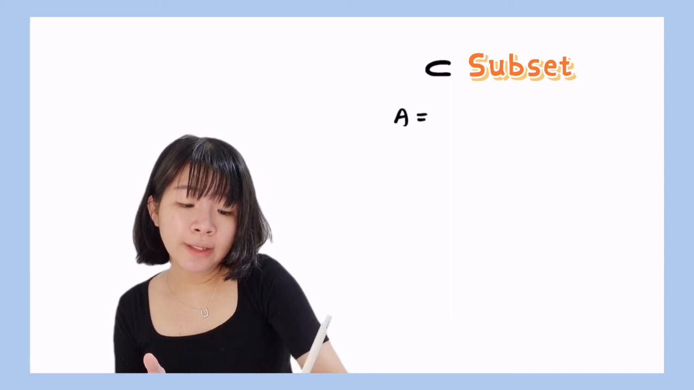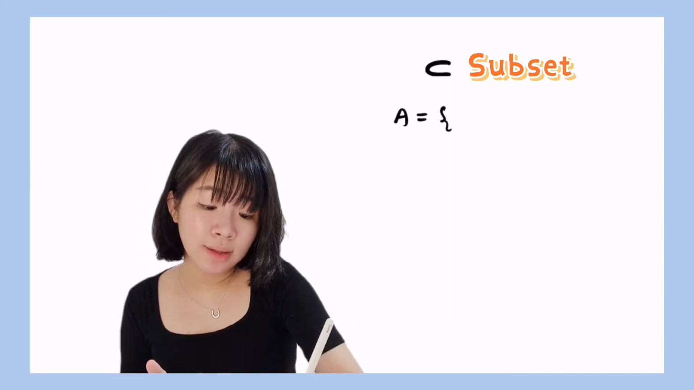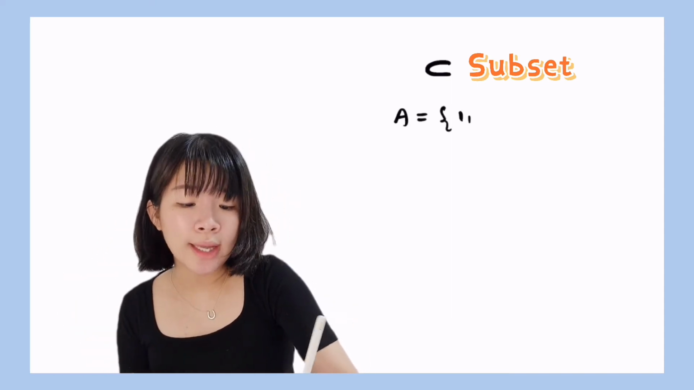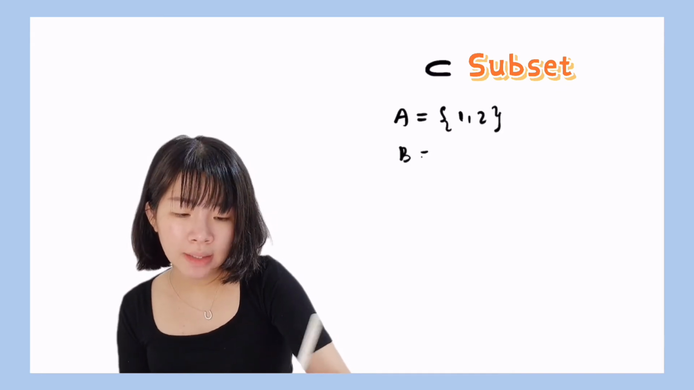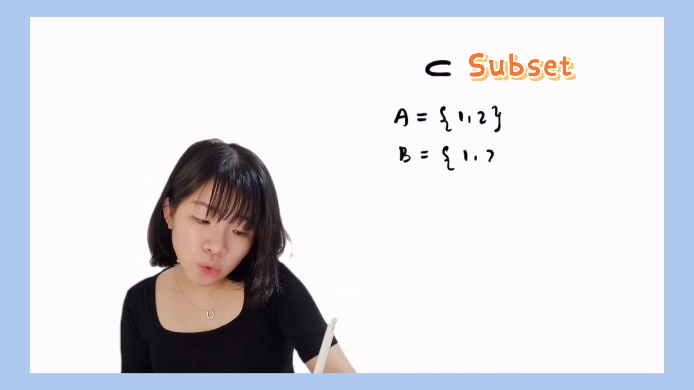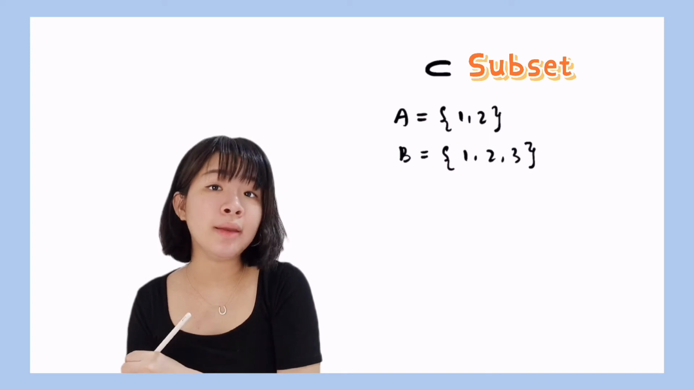Clear? The next symbol will be this. This is called subset. Now how we use the symbol is, okay, if I tell you in set A there are 2 elements, 1 and 2. In set B there are 1, 2, 3. Okay, 3 elements, 1, 2, 3.